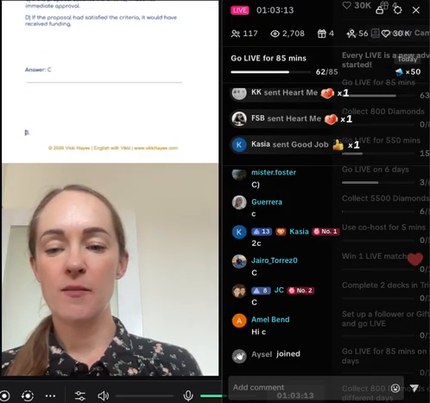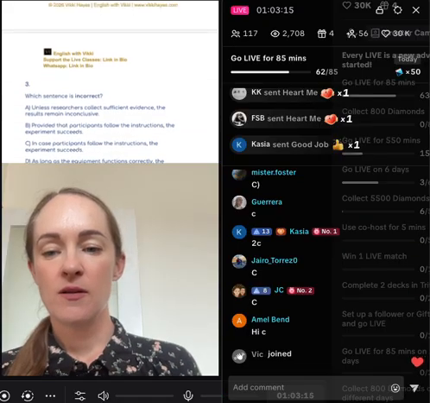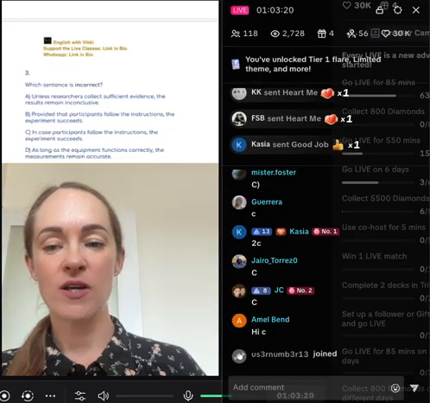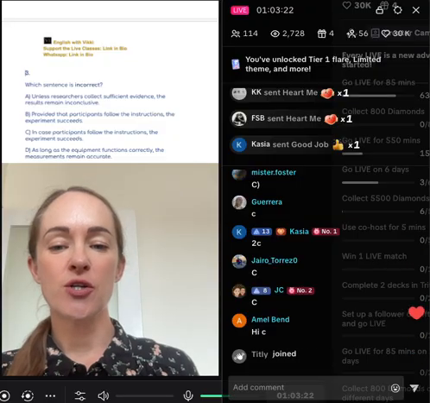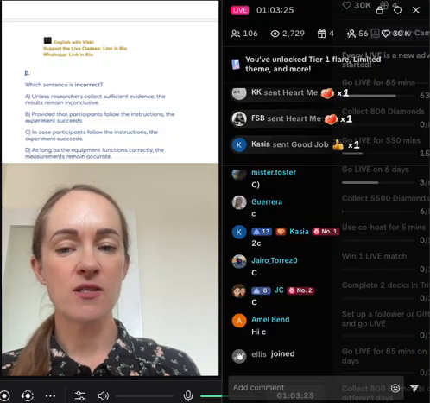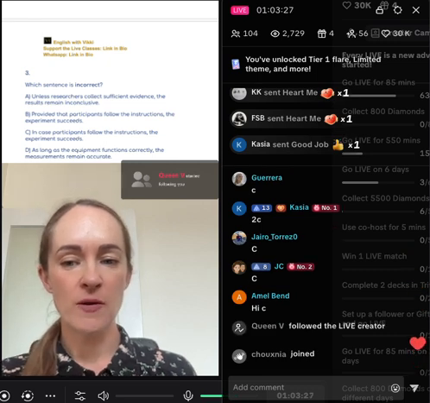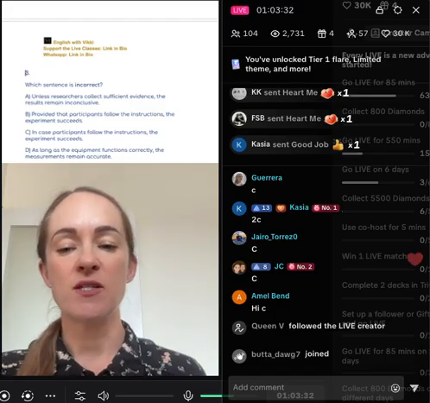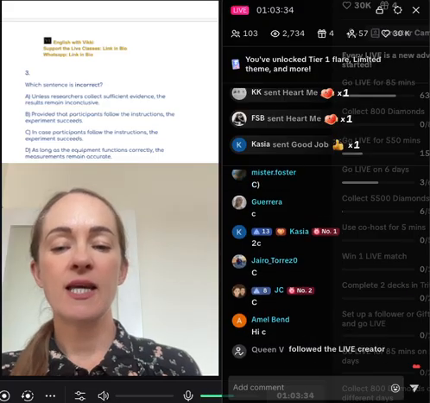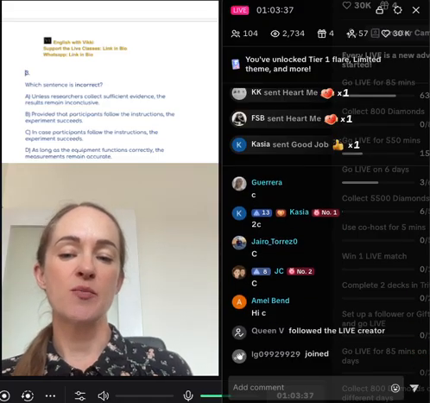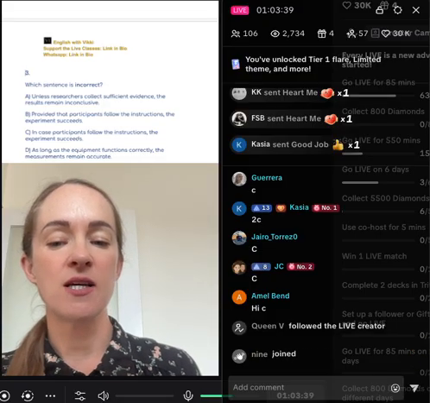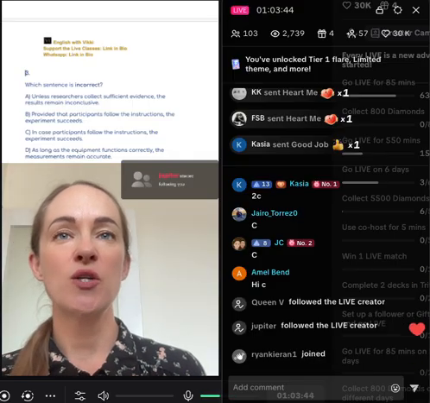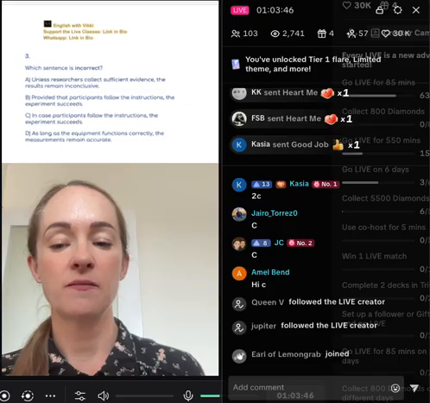Number 3. Which sentence is incorrect? A, unless researchers collect insufficient evidence, the results remain inconclusive. B, provided that participants follow the instructions, the experiment succeeds. C, in case participants follow the instructions, the experiment succeeds. And D, as long as the equipment functions correctly, the measurements remain accurate. So which one is not correct?